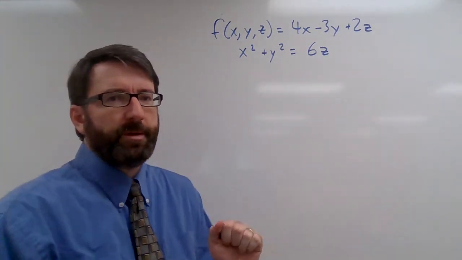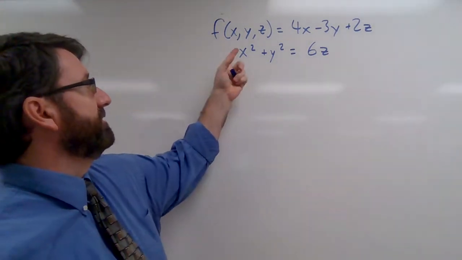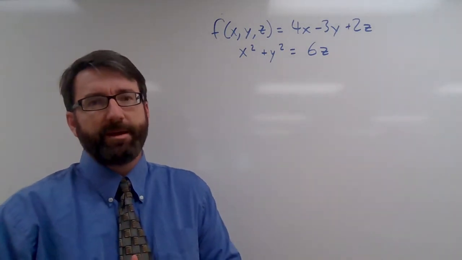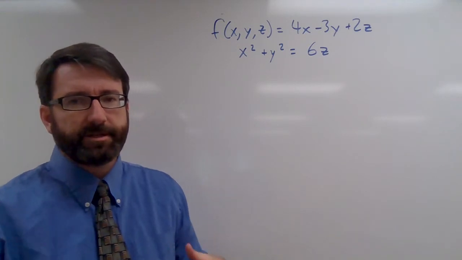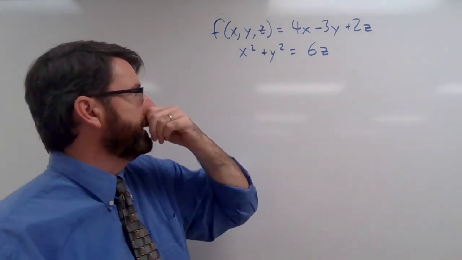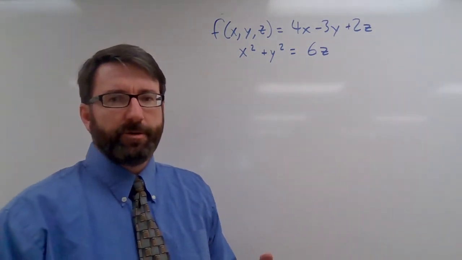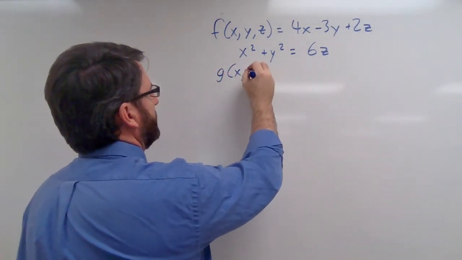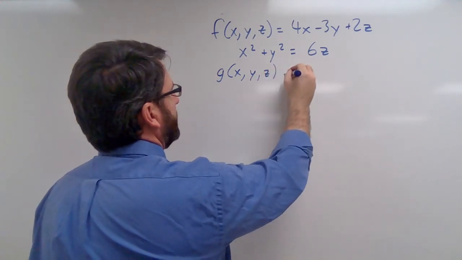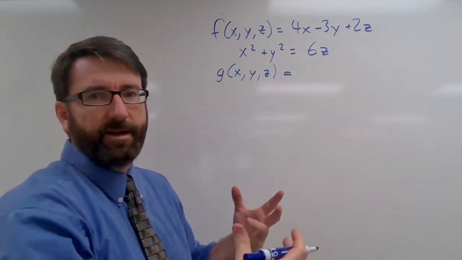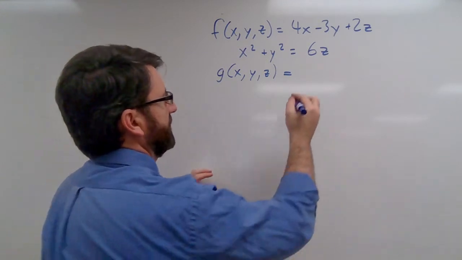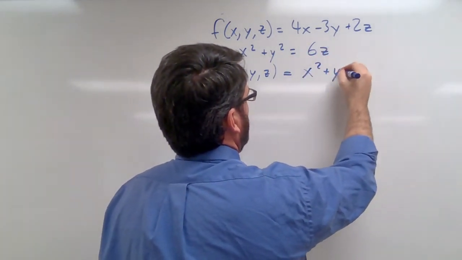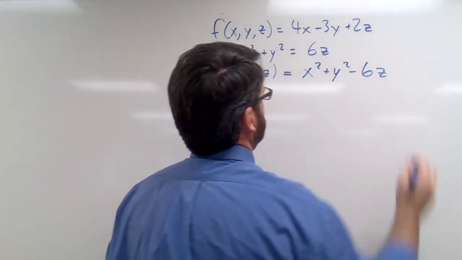All right, for this problem, we are asked to find the extreme values of f of x, y, z equals 4x minus 3y plus 2z, subject to the constraint x squared plus y squared equals 6z. So first, let's write our function g of x, y, z. That's just going to be this constraint if we set it equal to 0. So we'll move this 6z over to the other side and we get x squared plus y squared minus 6z.